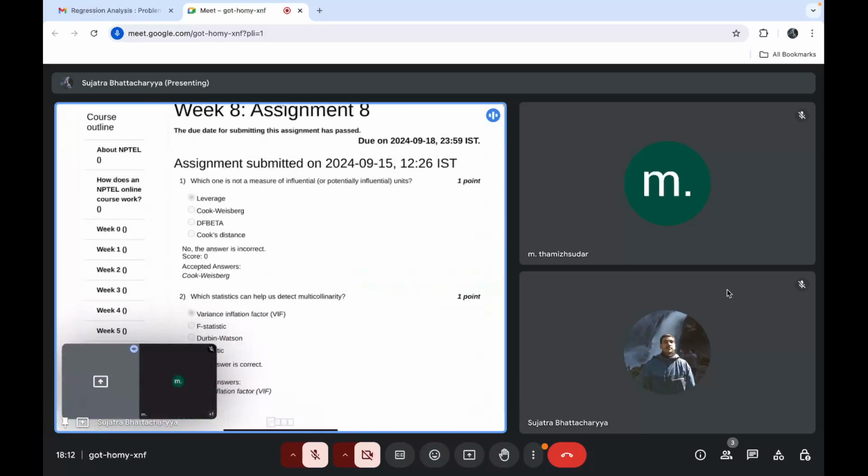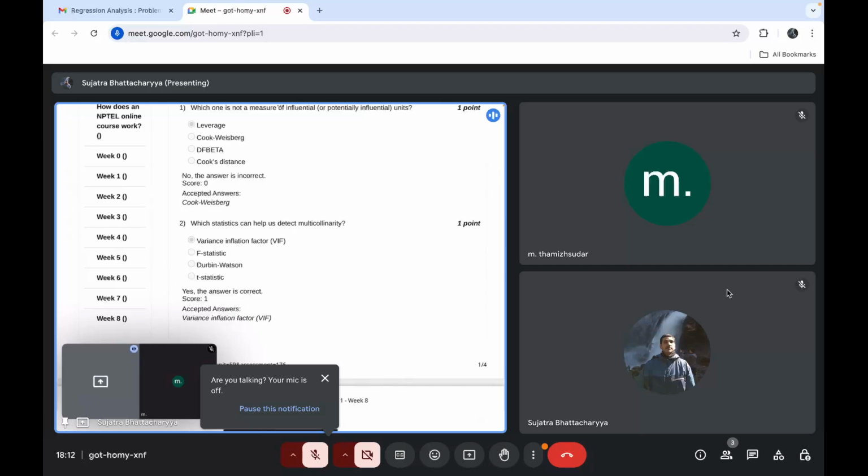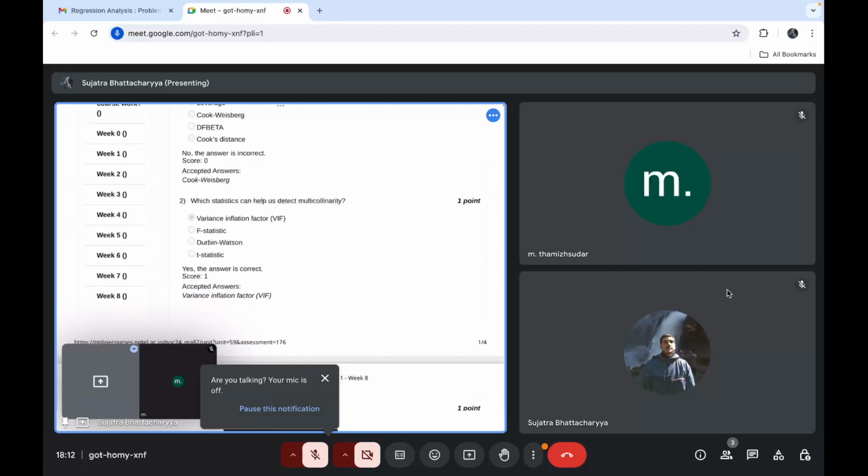Which one is not a measure of influential units? Is the Cook-Weisberg. So the Cook-Weisberg test is also not there in the content. So you can just go through this, or you can go through any other notes and things.